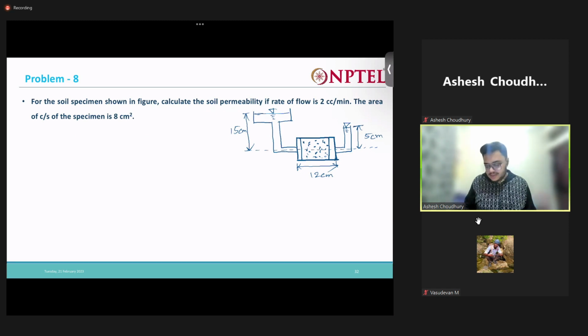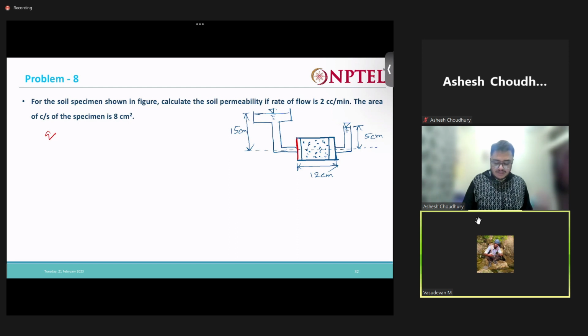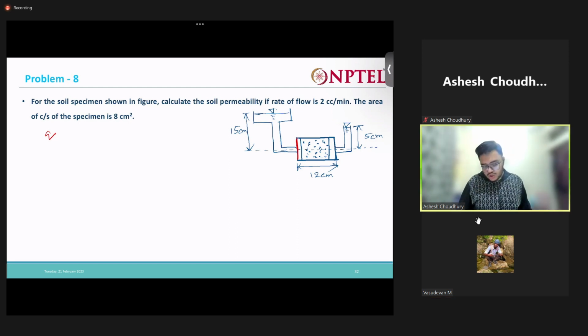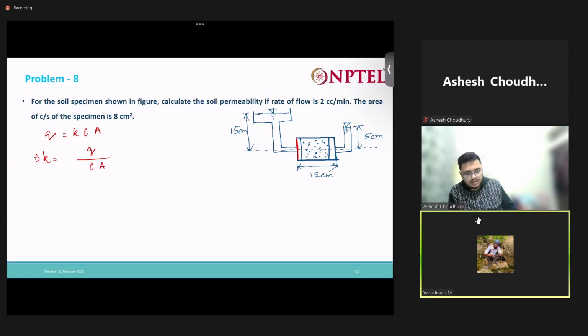In this problem, for the soil specimen shown in the figure, calculate the soil permeability if the rate of flow is 2 centimeter cube per minute. So Q is given to us as 2 cm cube per minute. The area of the soil specimen is 8 centimeter square. So you need to find the soil permeability. What is the relation? Q is equal to k i A, right? So what will be my permeability? k equals Q by i into A.